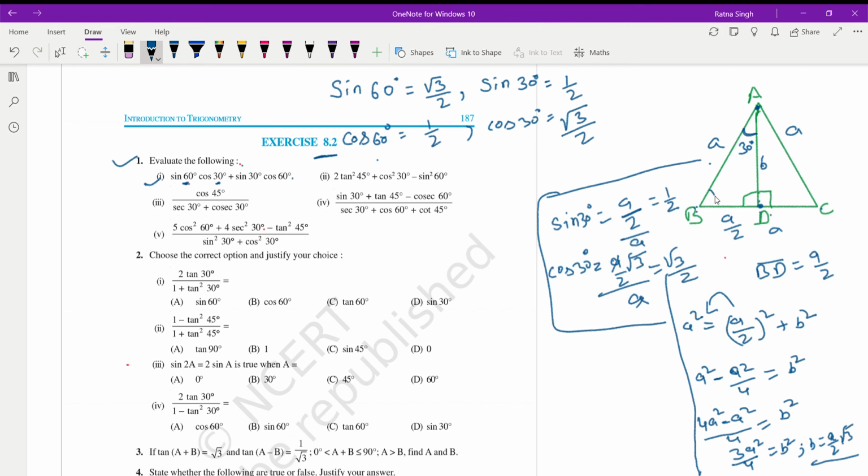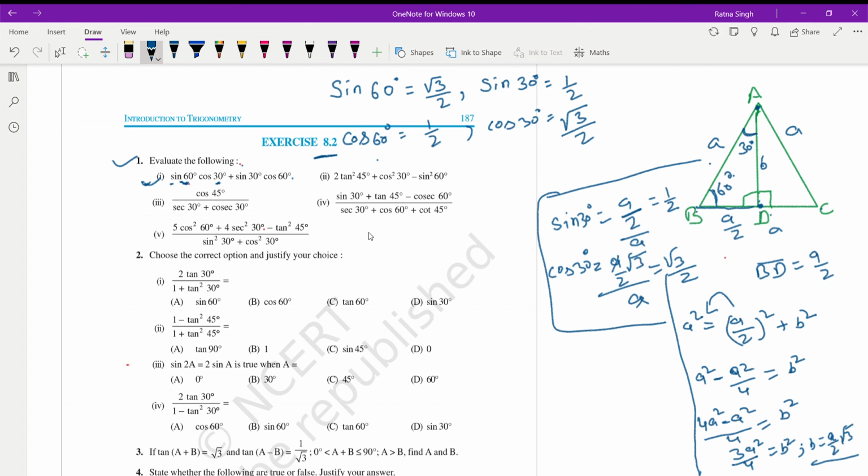Let's take this angle with 60 degree. Then for this angle 60 degree, this will become the base and this will become the perpendicular and hypotenuse, and we can easily derive these values. Okay, so now solving this question, we can write only the values.